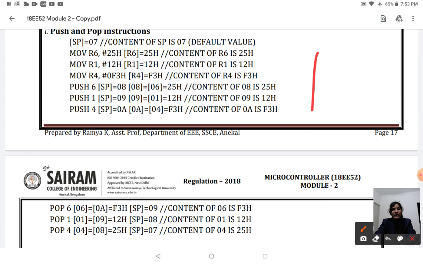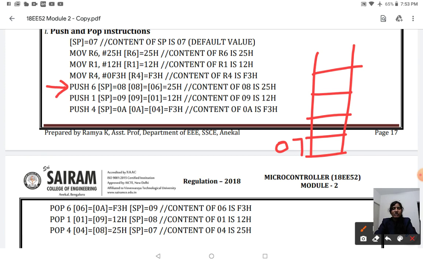For example, initially the stack address, this is your stack pointer, was 07 on reset. When it starts to execute the first push instruction, your stack address is going to be 08 and the data stored inside that is going to be 25. After executing this instruction, your stack pointer is automatically incremented. Then push 1. Whatever content you have in R1 will be pushed onto the stack memory. So 12 is the data that is pushed onto the stack memory 09. Once this instruction is executed, the content of your stack pointer is incremented and it is 0A.